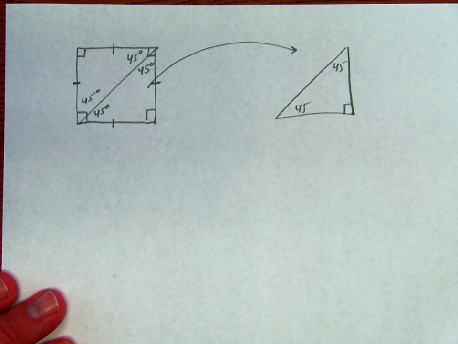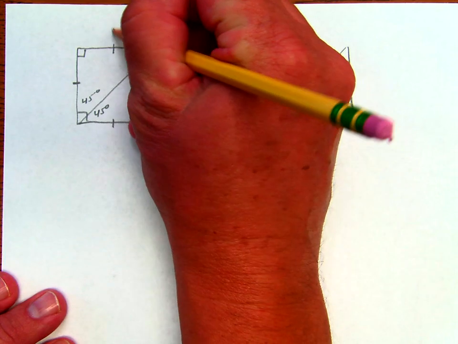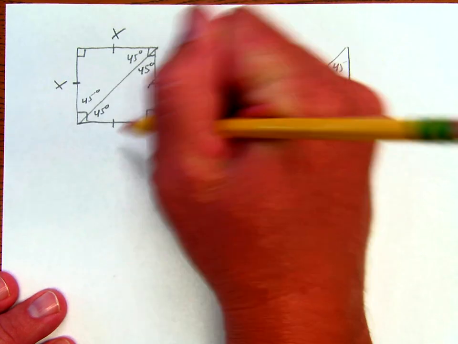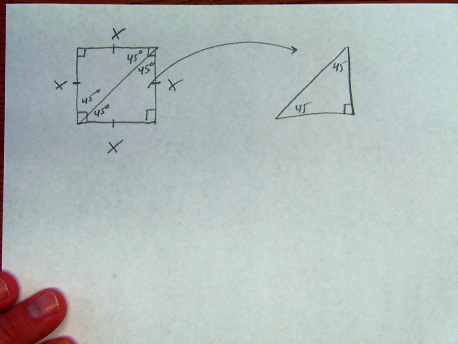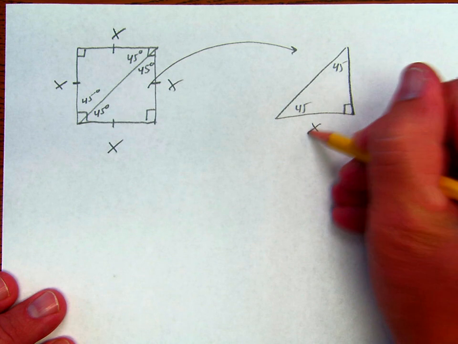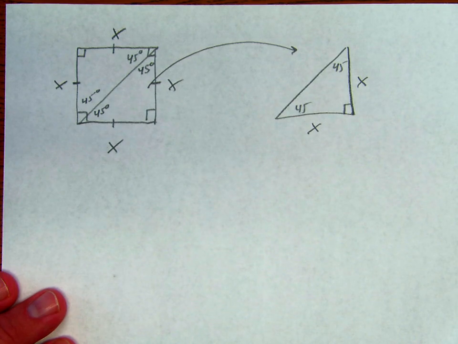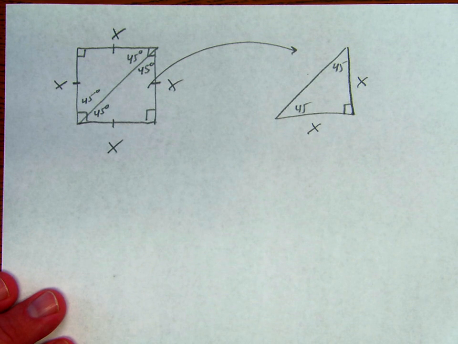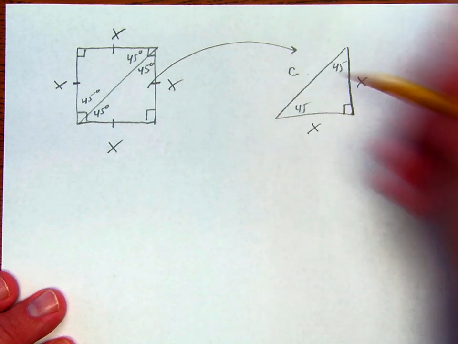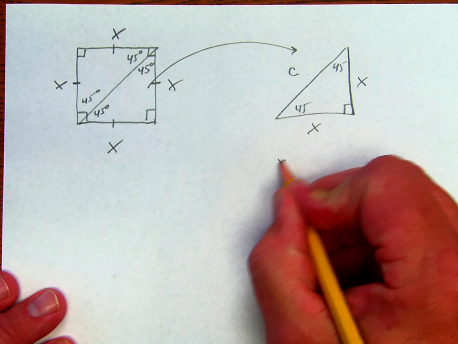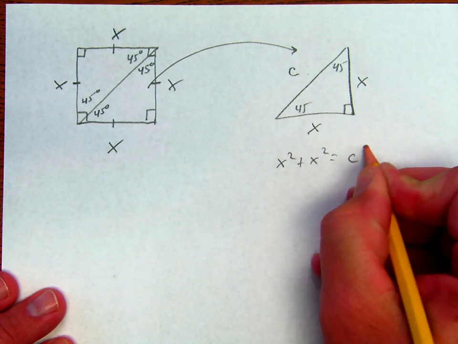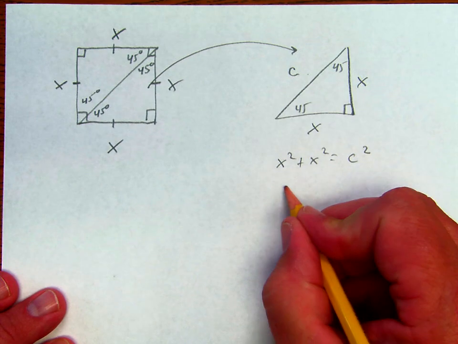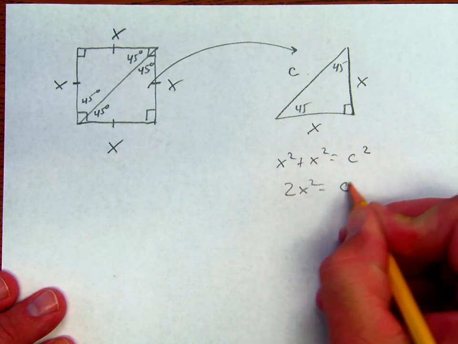Now, we didn't say how long each side of the square was. So I'm just going to let it be x. Okay, so that means that that guy is an x and that guy is an x. Now we know from our other prerequisite worksheet that we can get an expression for this third side by using the Pythagorean theorem. So I'm just going to let this be c for now because it's the hypotenuse. x squared plus x squared is equal to c squared. 2x squared is equal to c squared.